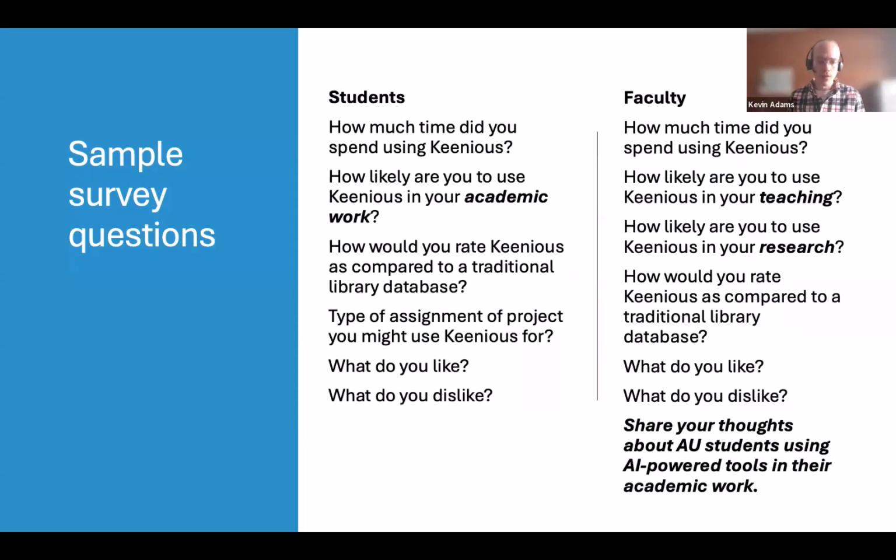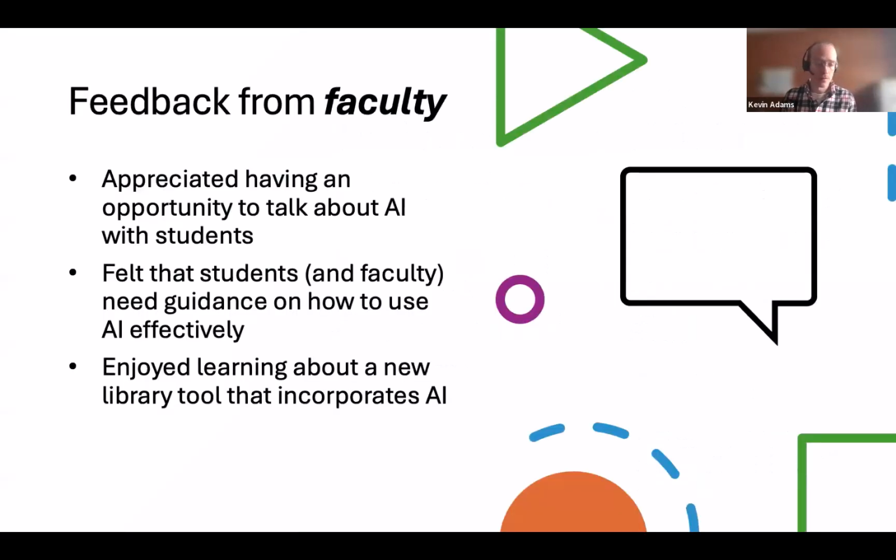So we asked somewhat different questions of students and faculty, but there was also overlap. With students, we asked about the likelihood of using Keenious for academic work, and with faculty, we asked about the likelihood of using Keenious for teaching or research. We also asked faculty to share their thoughts about students using AI-powered tools in their academic work because we were wondering if they had any concerns about this, and some of them did. Not all of them. Well, some concerns. Some were stronger than others, I'll say.